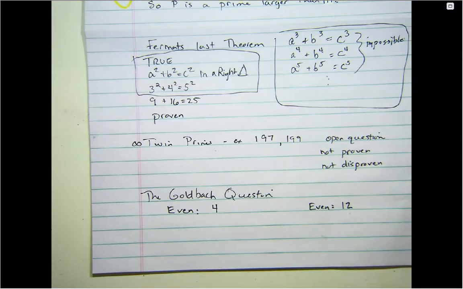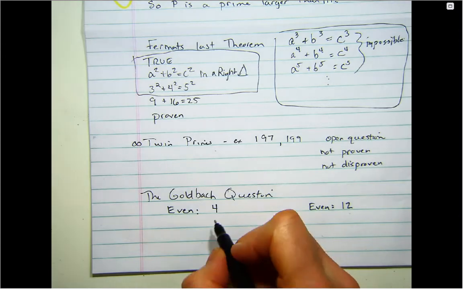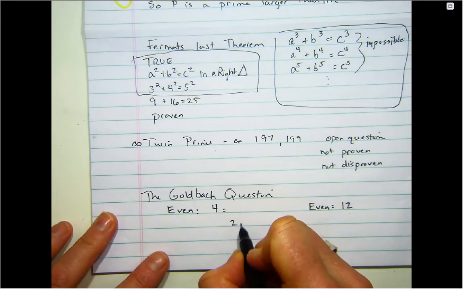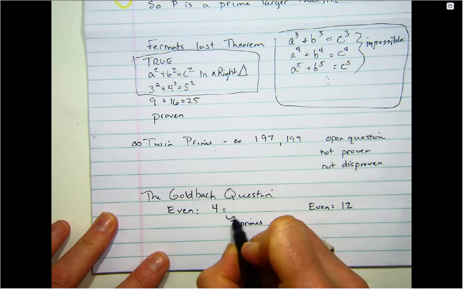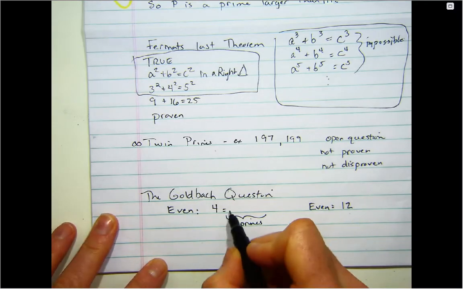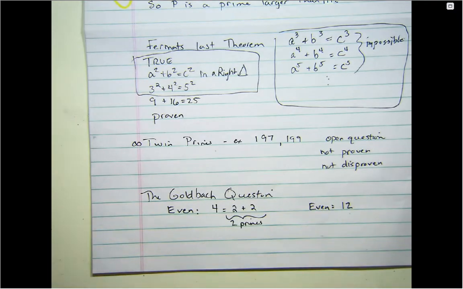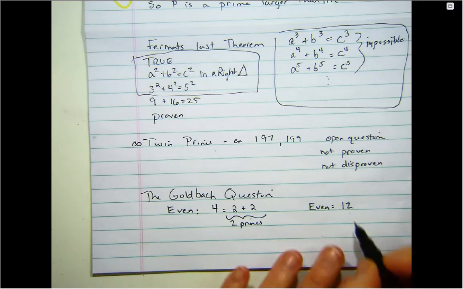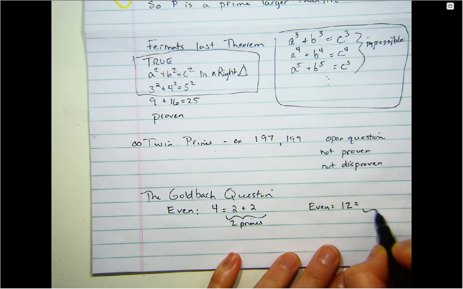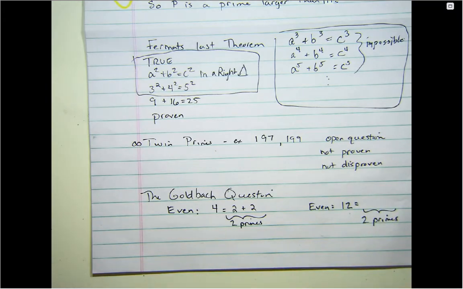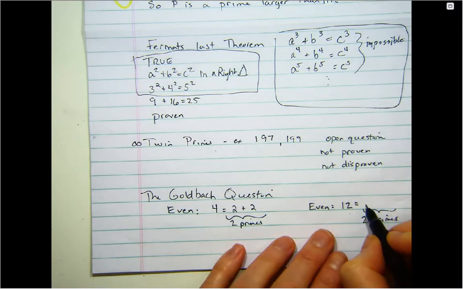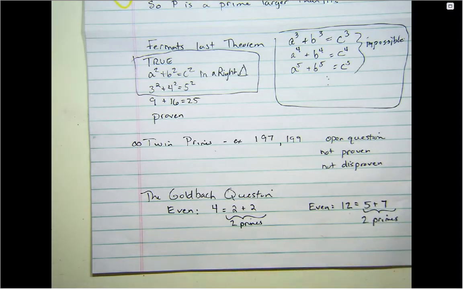And the question is, can every even number bigger than 2 be written as the sum of 2 primes? Now remember, 1 is not a prime, so don't use 1 in your sum. But we need to write this as the sum of 2 primes. So that kind of narrows it down here. Since 1's not a prime, that leaves us with 2 plus 2 for the 4. How about 12? What 2 primes can you add together to get 12? Sure, 5 plus 7. There may be more than one way to do some of these, okay?